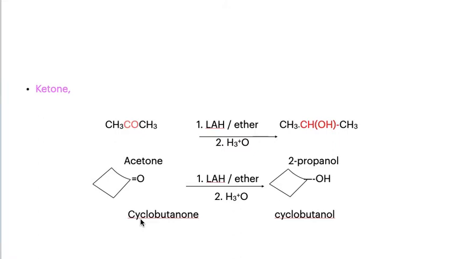Another example is the ketone. CH3COCH3, that is acetone. Ketone reduction with lithium aluminum hydride: there is the reduction of the carbonyl group to a secondary alcohol. There is the formation of 2-propanol, CH3CHOHCH3. Second example is cyclobutanone. Ketone reduction forms cyclobutanol.